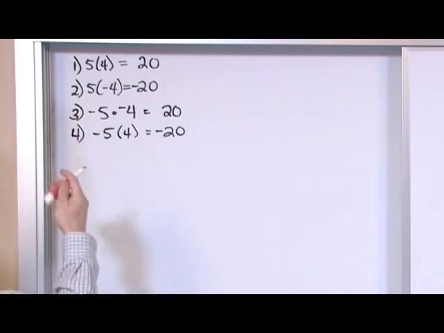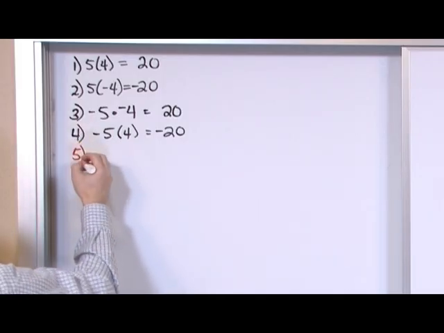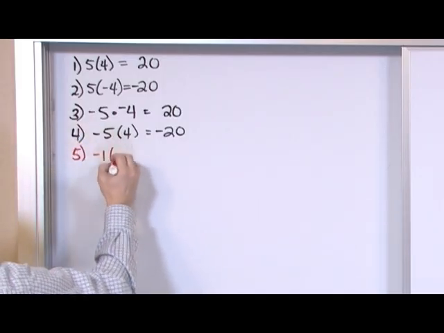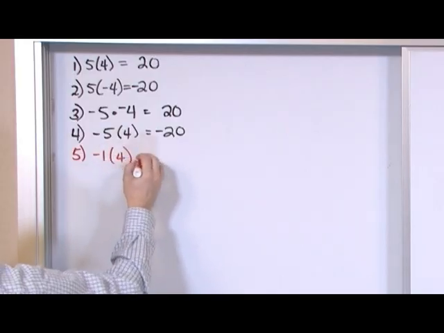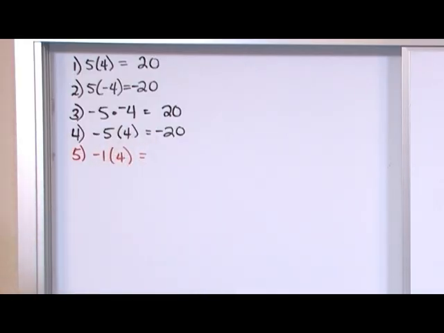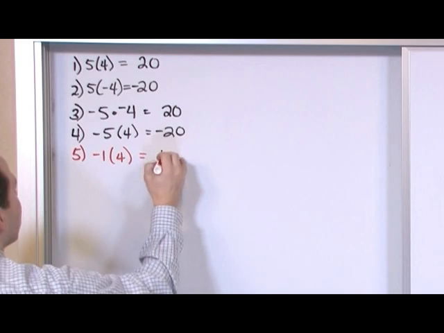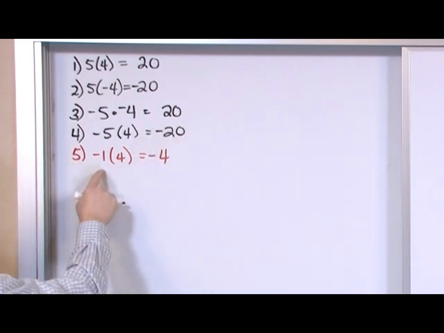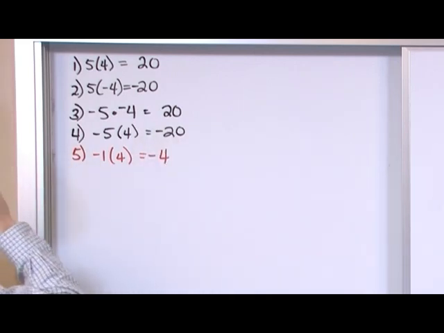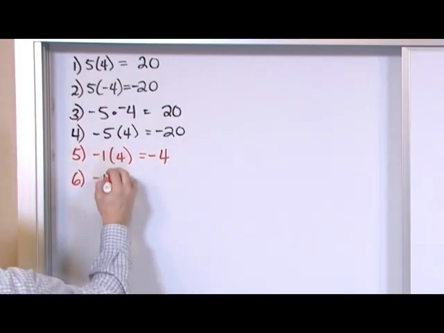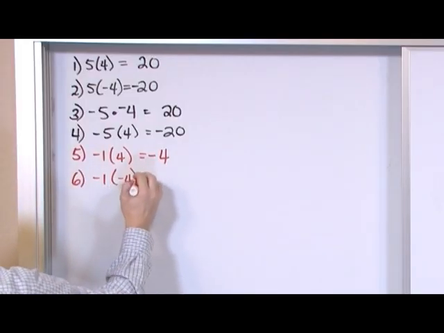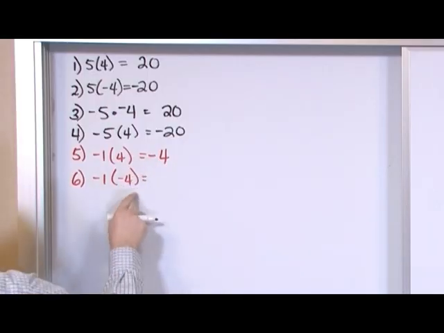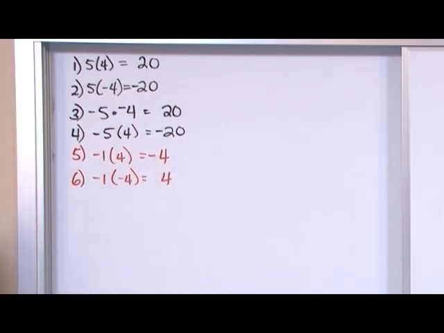So for number 5, we'll have negative 1 times 4. Well, 1 times 4 does give us 4, and the answer has to be negative because the signs are different, negative times positive. So number 6, let's call it negative 1 times negative 4. 1 times 4, again, gives us 4, and the answer in this case is positive because negative times negative gives us positive. The signs are the same.